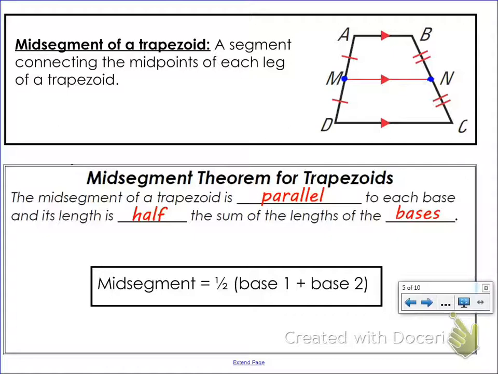The midsegment theorem for trapezoid says the midsegment of a trapezoid is parallel to each base, and its length is half the sum of the lengths of the bases. So if I want to find the measure of a midsegment, it's going to equal 1/2 times base 1 plus base 2.